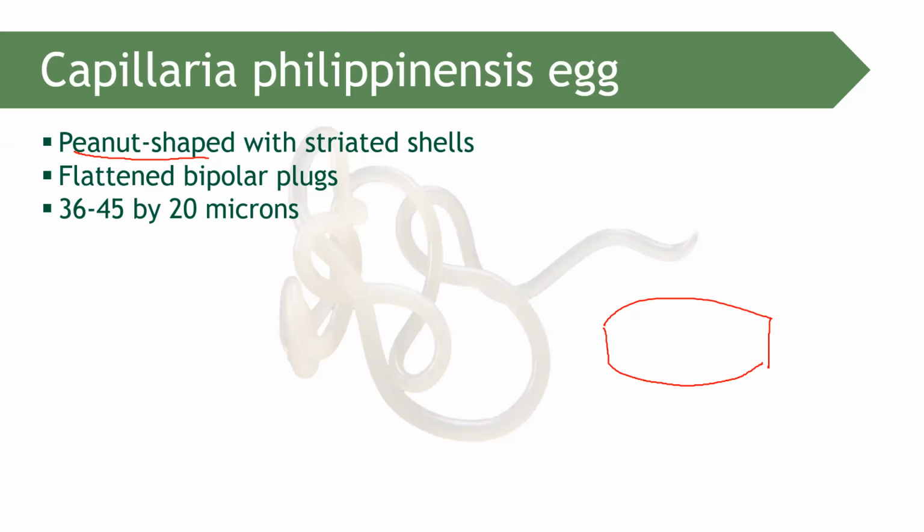Take note guys, if you are wondering why Capillaria philippinensis and Trichuris trichiura have almost the same egg structure or appearance, it is because both Capillaria philippinensis and Trichuris trichiura, as well as Trichinella, are under the family Trichinellidae.